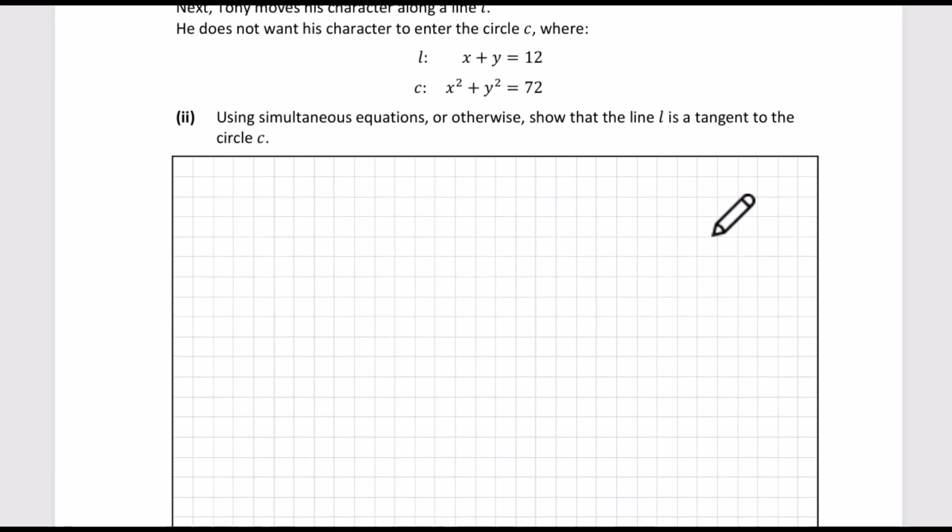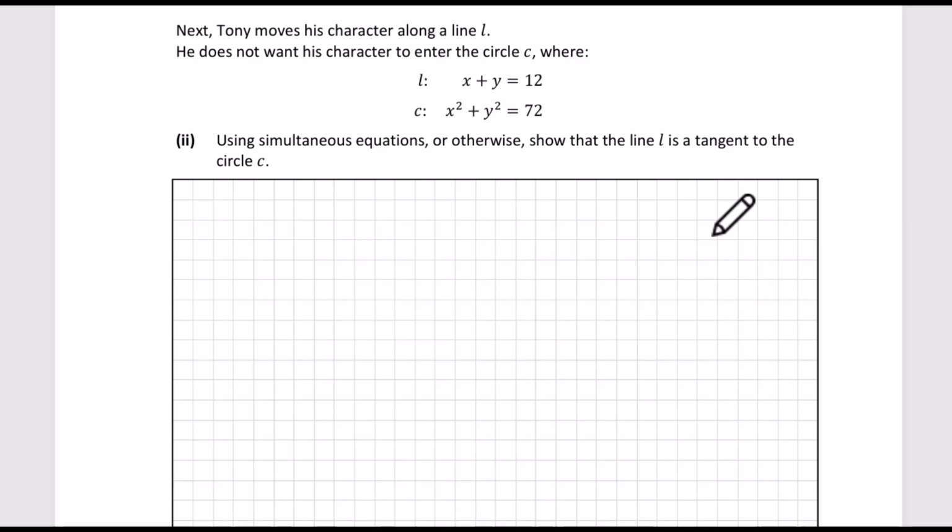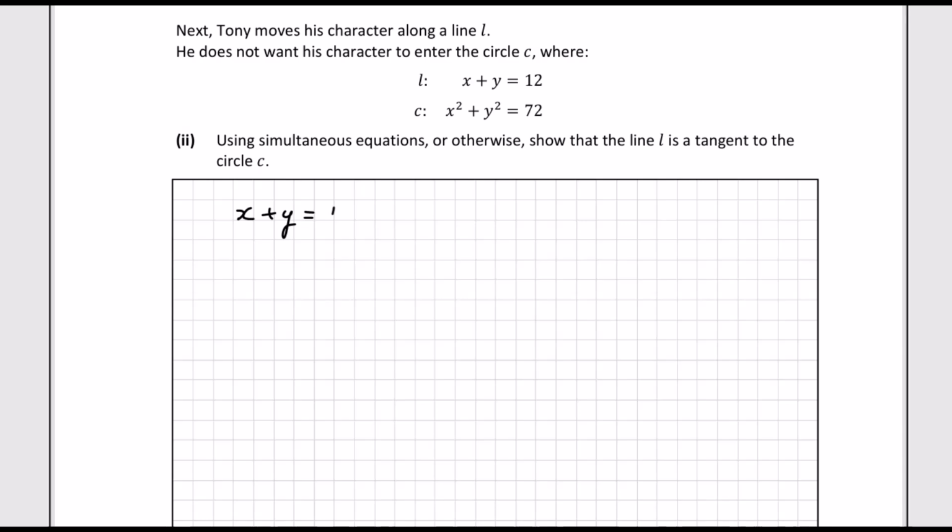Okay, next one then. Next, Tony moves his character along the line L. He does not want the character to enter the circle C. So they give you the line L and they give you the circle C. Use simultaneous equations, or otherwise show that the line L is a tangent to the circle C. So using simultaneous equations is the best thing to do here. So we have our two equations here. We have x plus y is equal to 12, and we have x squared plus y squared is equal to 72.